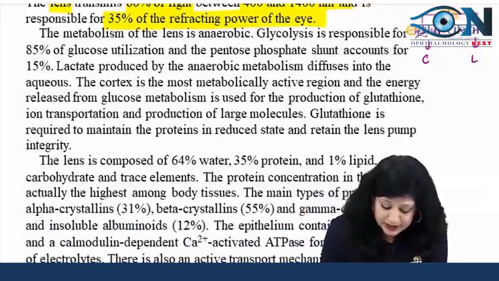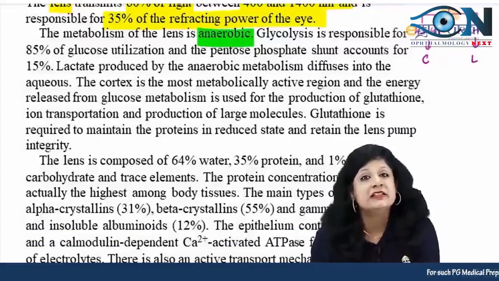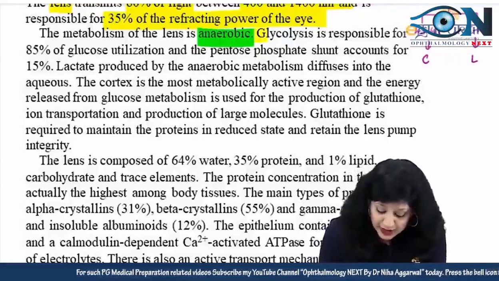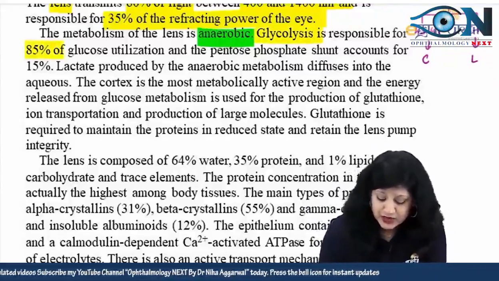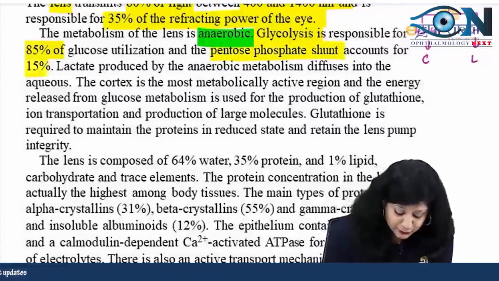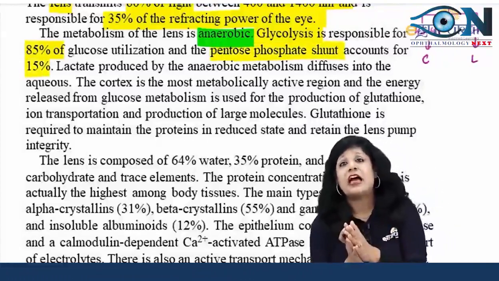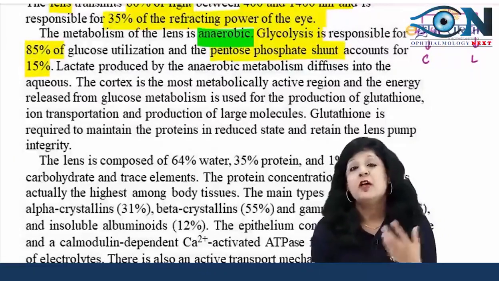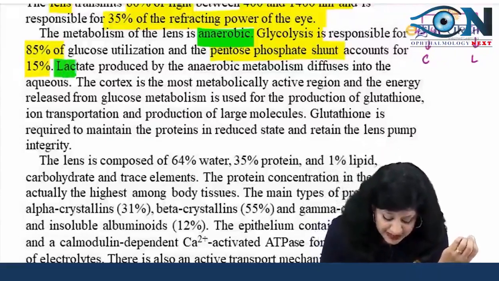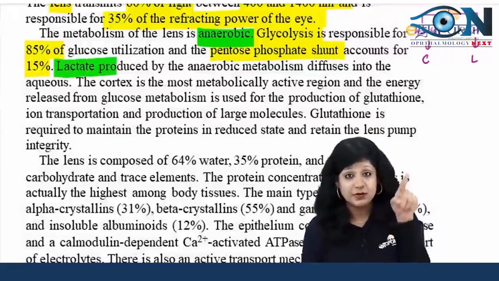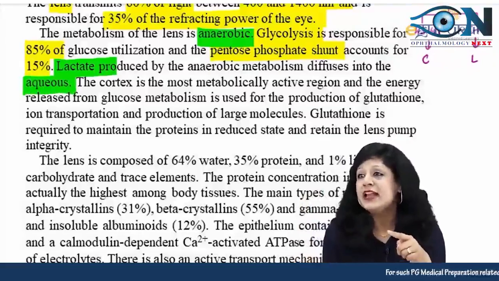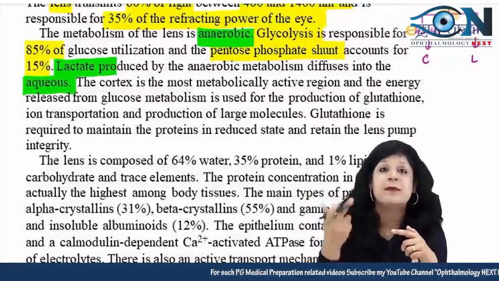Now coming to the metabolism. We all know that the metabolism of the lens is mainly anaerobic. Glycolysis is responsible for 85% of glucose utilization. Then we have the pentose phosphate shunt, accounting for about 15%. Now whenever there is more anaerobic metabolism, what is likely to be present more? Obviously lactate. Where does this lactate go? You remember, it goes into the aqueous, and the aqueous provides nutrition to the lens. So this lactate is indirectly going back to the lens only.